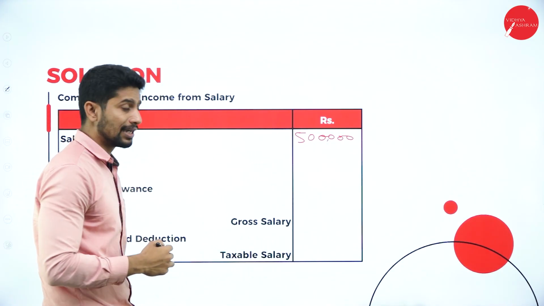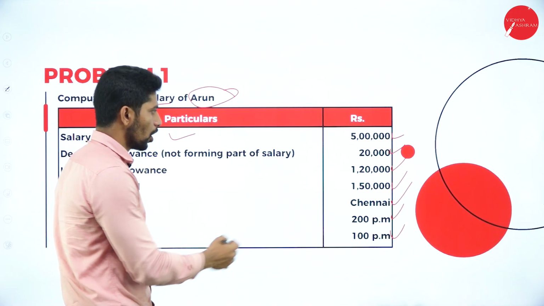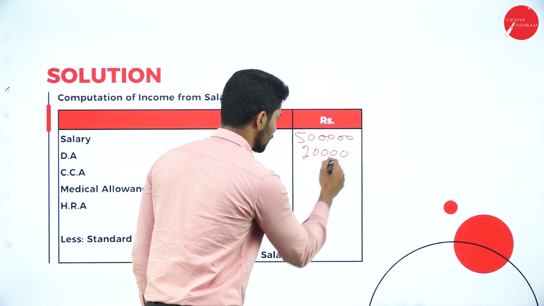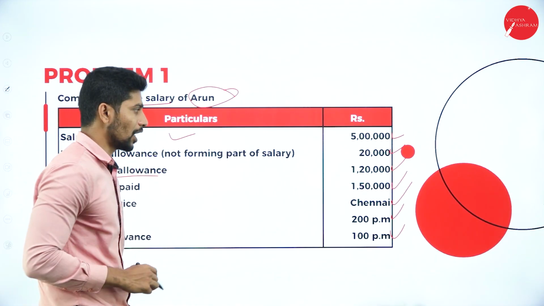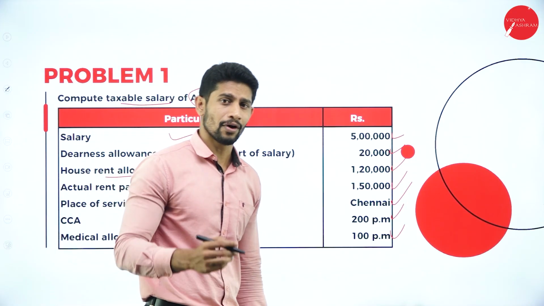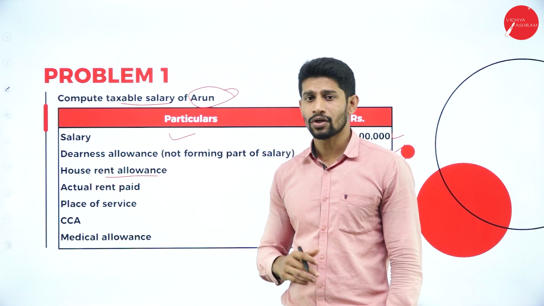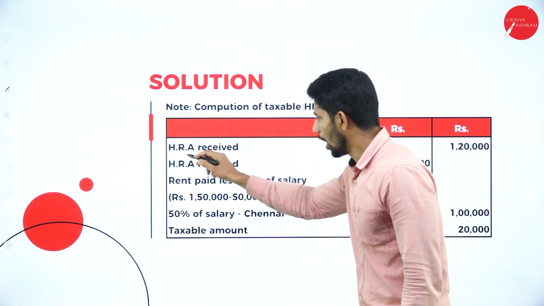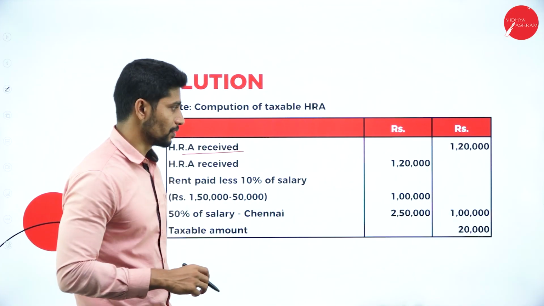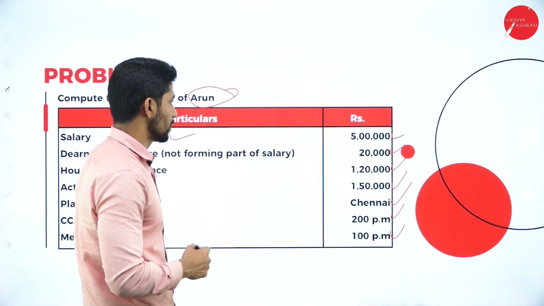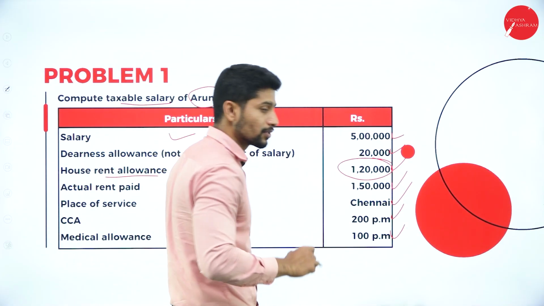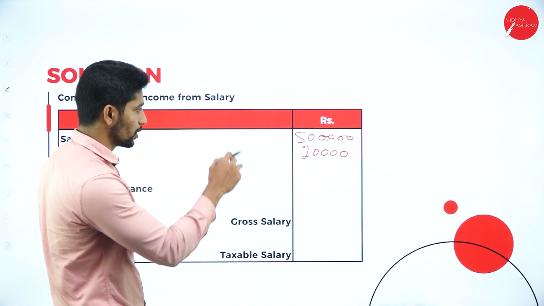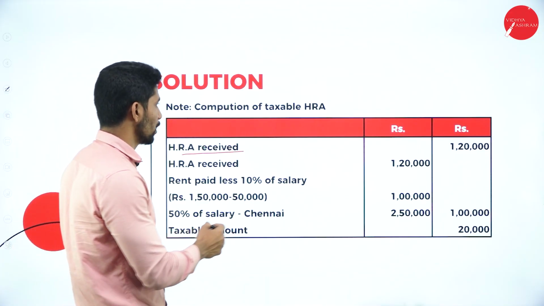What is the second point we have? DA, that is dearness allowance. How much is it? It is rupees 20,000. What is the next point we have? House rent allowance. As I said in the previous session, to compute house rent allowance, we are supposed to solve the adjustment. Here I already solved the adjustment with respect to house rent allowance, that is HRA received. What is the HRA received given in the problem? It is rupees 1,20,000, and rent paid is 1,50,000. These two pieces of information are sufficient to compute the value of HRA.